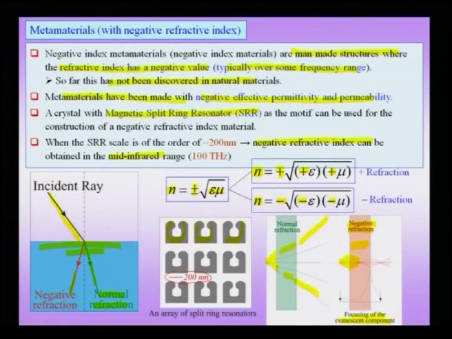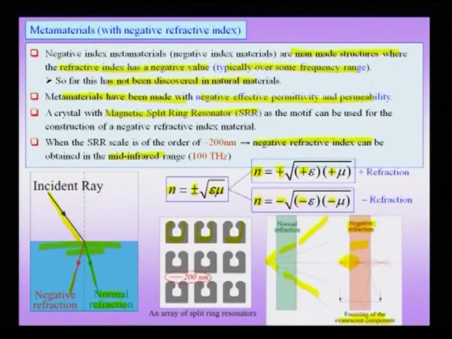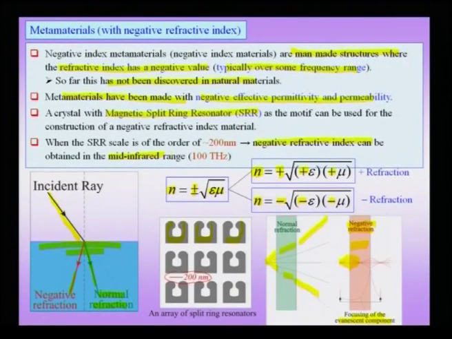That means if I change the scale of the structure which I am making, I can tune the regime in the electromagnetic spectrum wherein it shows the negative refractive index property. If I make these structures even smaller, it will shift to the visible region, but if I make the scale of these structures larger, then they will become negative refractive index only in the microwave or other regimes. So, these are very interesting materials.